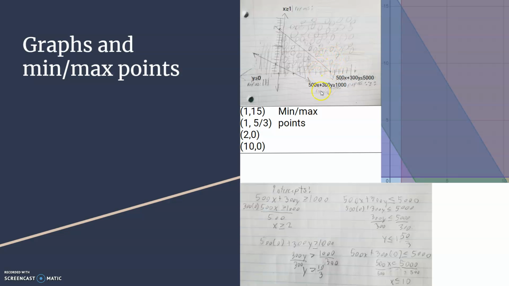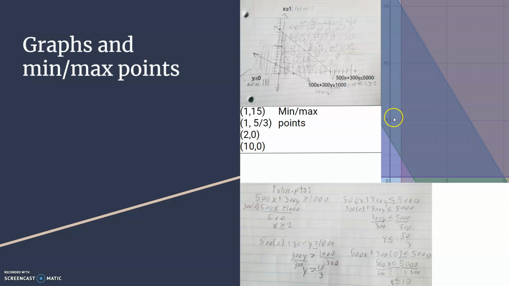And this is represented by the vertical lines right here. And the 500x plus 300y is greater than or equal to 1,000 is represented as the circles, as you can see right here, all the circles. And the 500x plus 300y is less than or equal to 5,000 is represented by our dots right here, as you can see. Our min-max points are as follows: 1, 15, 1, 5/3, 2, 0, and 10, 0.